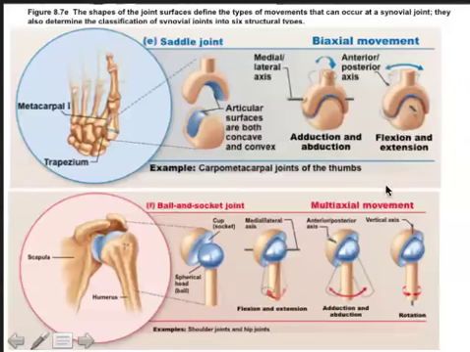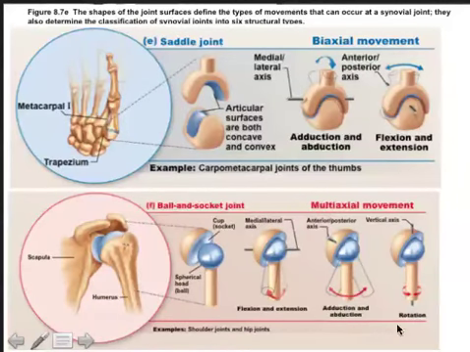Ball and socket provides multi-axial movement. There's 2 ball and socket joints in the body. Those are the articulation between the humerus and the scapula, which forms the shoulder joint, and the articulation between the femur and the acetabulum of the os coxa, which forms the hip joint. And the movements that are possible here are almost unlimited. You can do flexion and extension, you can adduct and abduct, you can rotate, you can circumduct. All of these are possible because of the anatomy of this particular joint.